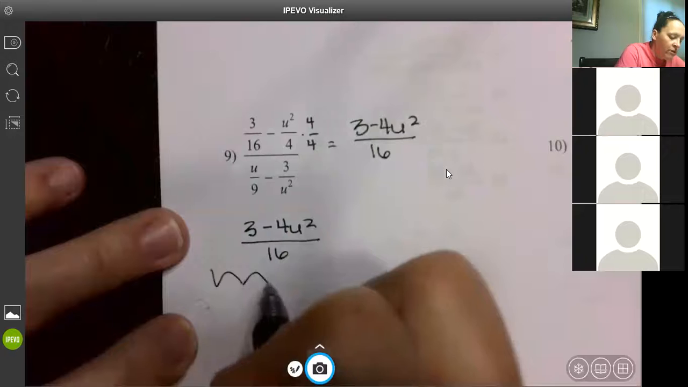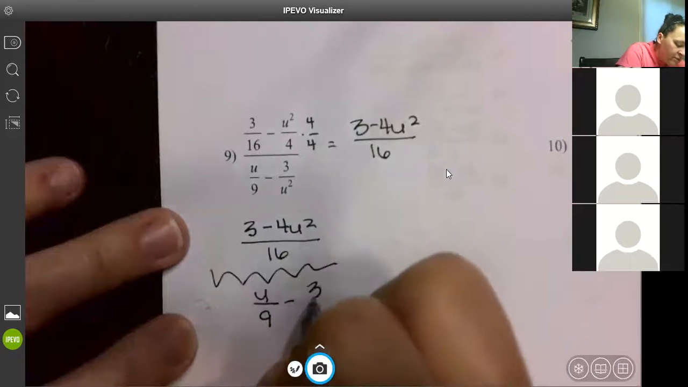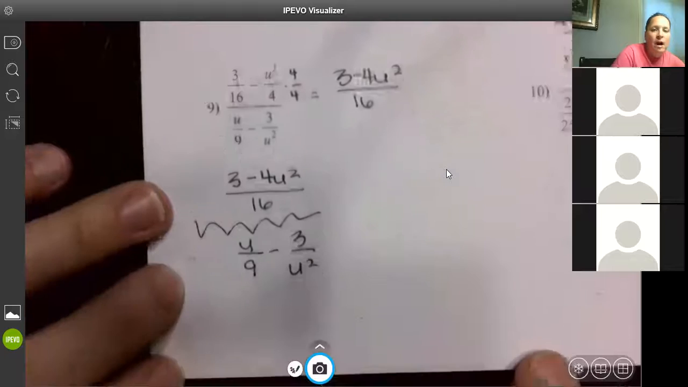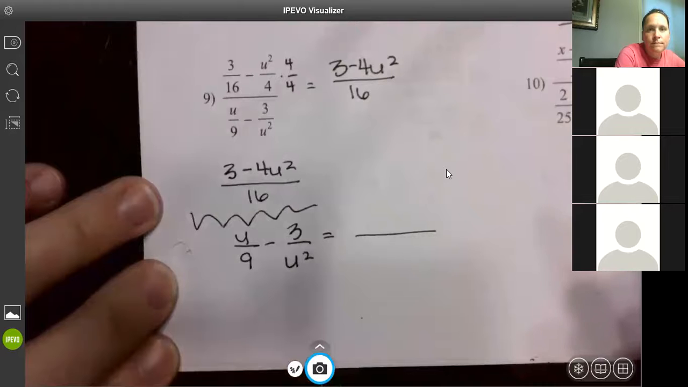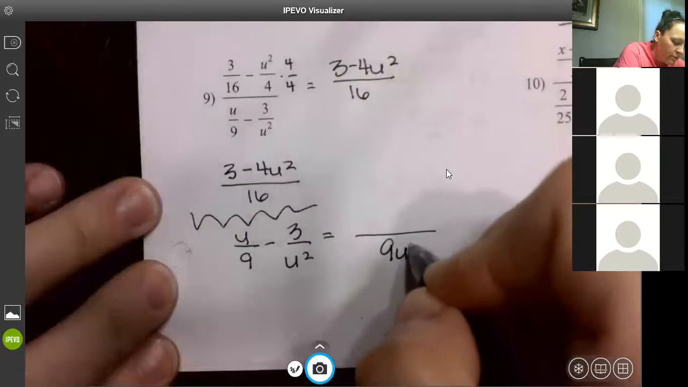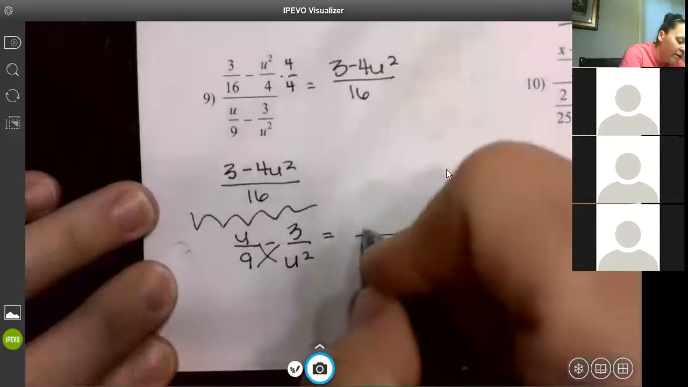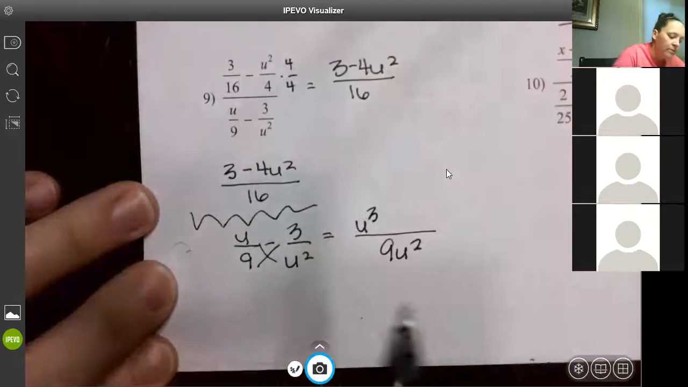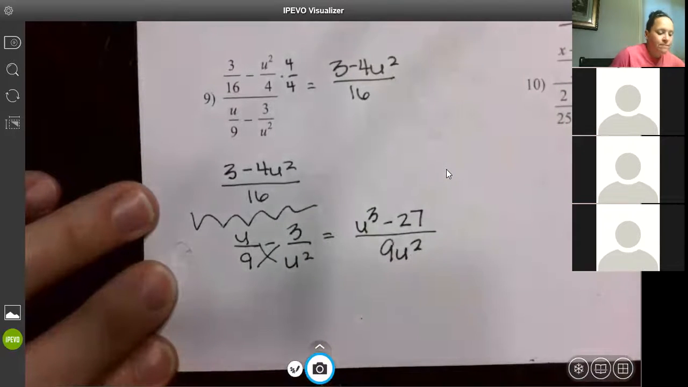All right. So then on the next one, we have u over 9 minus 3 over u squared. What would be my common denominator on this one? Nine u squared. Perfect. Thank you. We're going to cross multiply. Remember, go left to right. U times u squared is u cubed. 9 times 3, it's a minus 27.